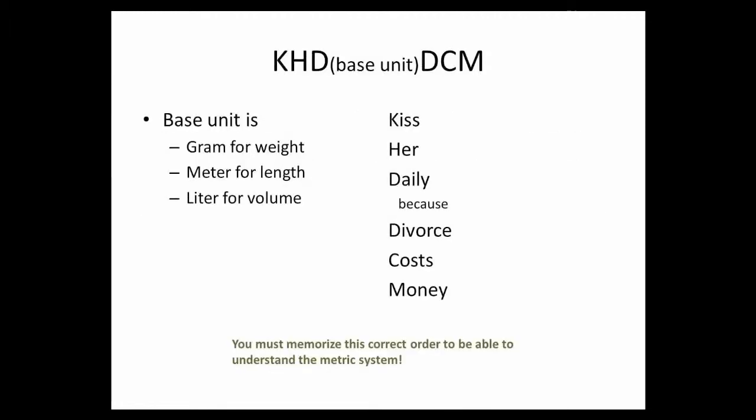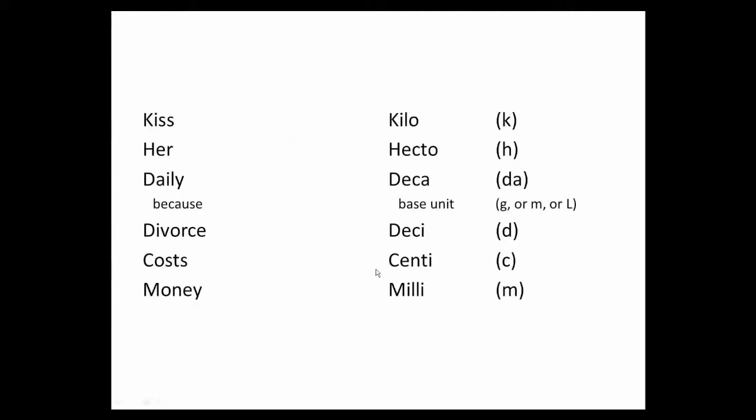So recall that our base unit will always be the same for each unit of measurement. Gram will always be weight. Meter will always be length. Liter will always be volume. The acronym will tell us the unit of measure in the metric system. So the first thing I recommend you do is to memorize the acronym KISS HER daily because divorce costs money. Then we can take that acronym and apply our prefixes to it.